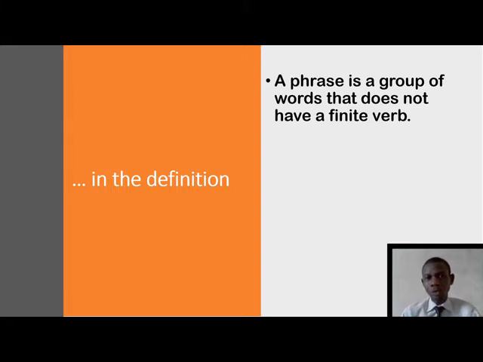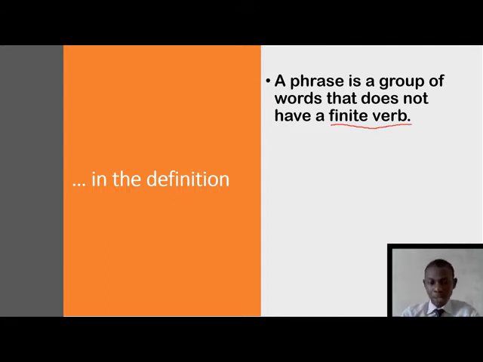That means we are going to have two or more words together, and between or among these words, there won't be a finite verb. You are likely to have a verb there, but no matter what, the verb is not going to have a tense and it will not have a subject. So that makes it non-finite, and that will make the entire group of words a phrase. So don't forget, a phrase basically will not have what? A finite verb. You will see it as a group of words.